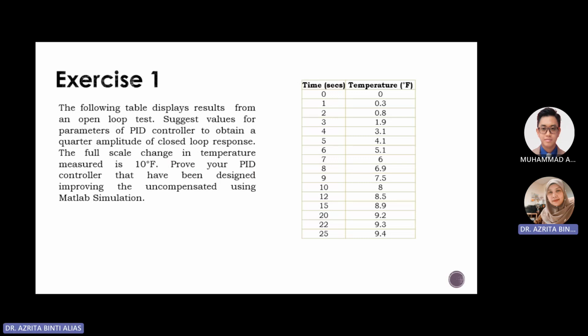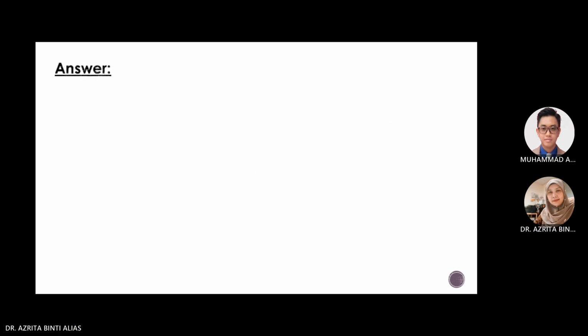And the full scale change in temperature measure is 10 degrees Fahrenheit. So our aim for this system is 10 degrees Fahrenheit. Then you need to prove the PID controller that you have designed using MATLAB simulation. This is the table that we obtain from the open loop test, with time and temperature. First, you need to plot the graph of temperature versus time.